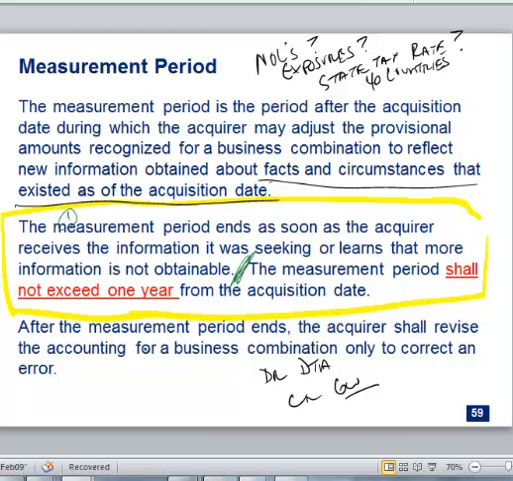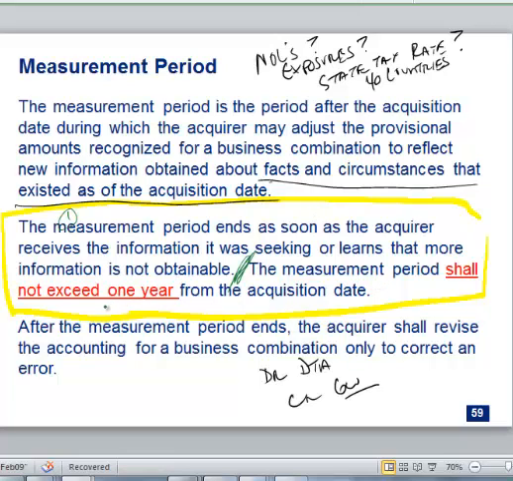So what companies will do after they acquire another target is they'll usually put a statement in there that says we haven't received all the information we need yet to do our opening balance sheet. And that's your cue that they're trying to stretch out their measurement period. That's what they're doing. So that's part one: you have until you get the information.